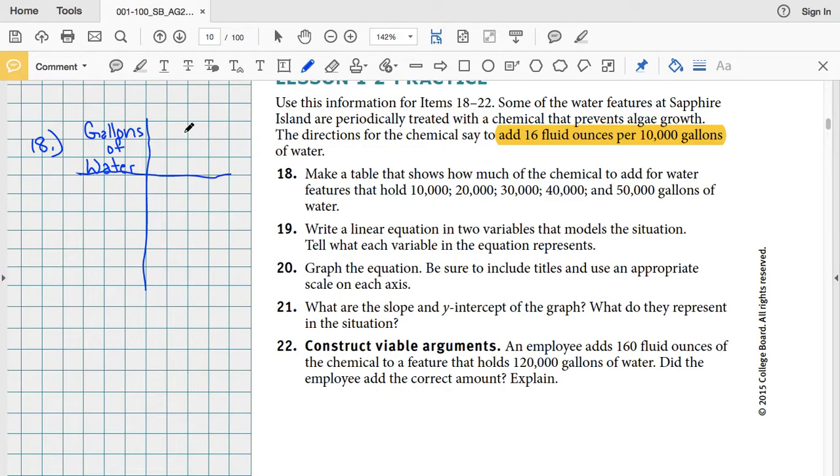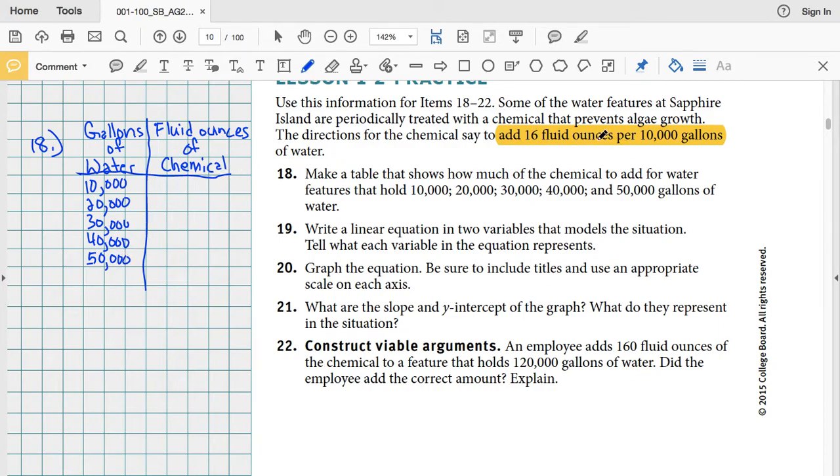And then on the other side, well, what are we interested in? Well, the fluid ounces of chemical. So fluid ounces of chemical. Okay, and anyway, so for gallons of water, we've got 10,000, 20,000, 30,000, 40,000, and 50,000.